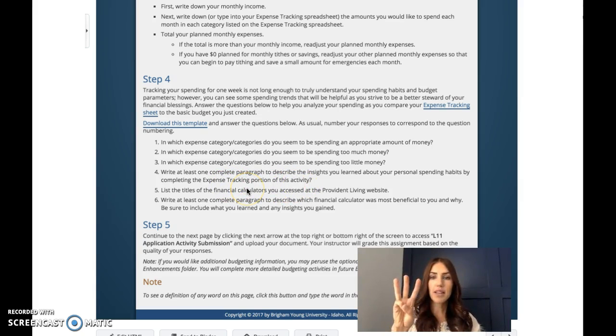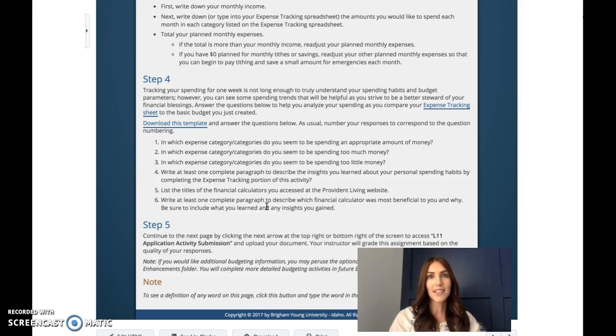Then tell me which 3 calculators or more that you explored, and then write a paragraph to describe which financial calculator was the most beneficial and why. Don't forget the word why. Don't forget to tell me why that was such a beneficial calculator. And then tell me what you learned and any insights into that calculator that was your favorite.